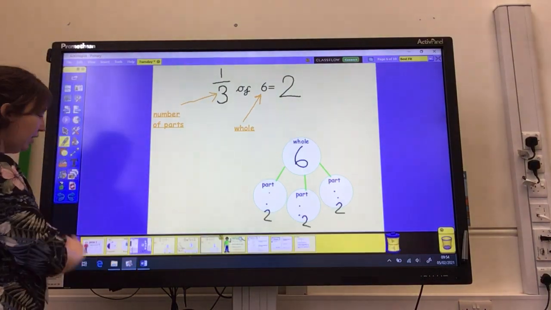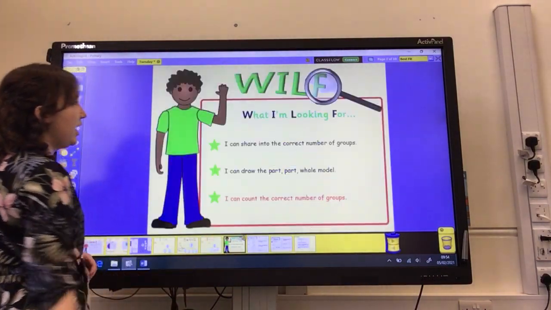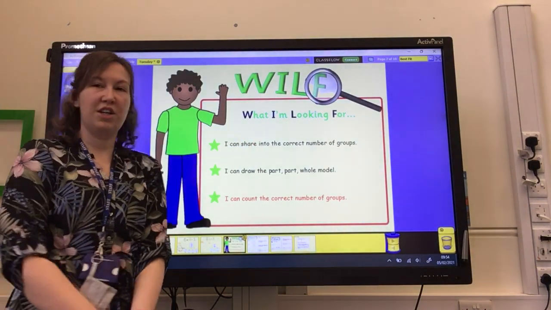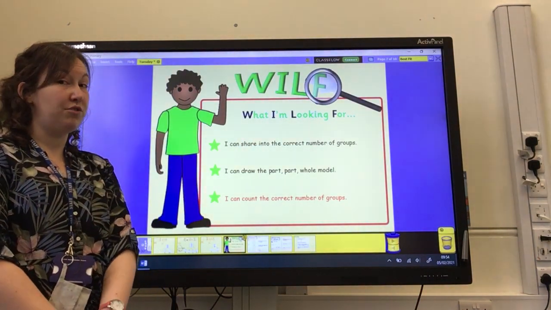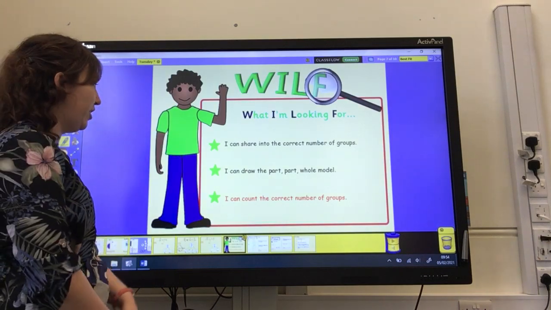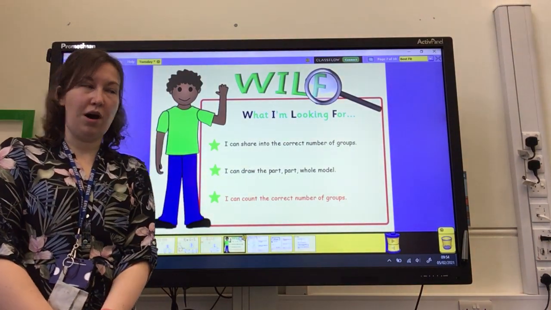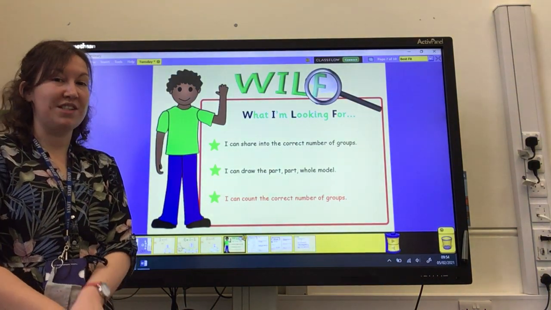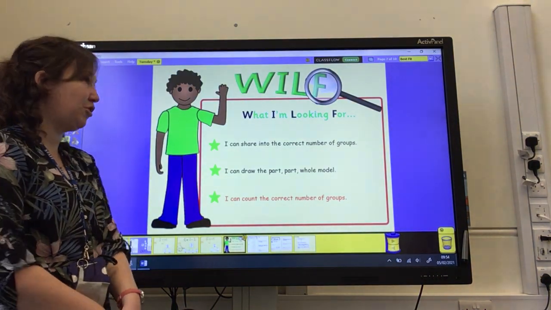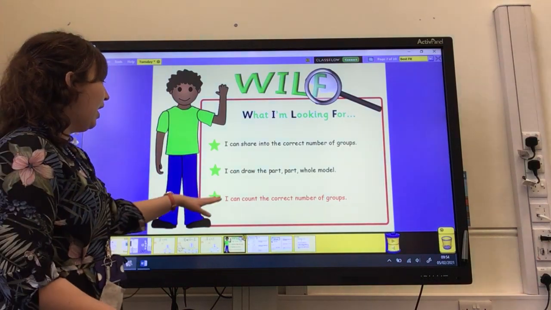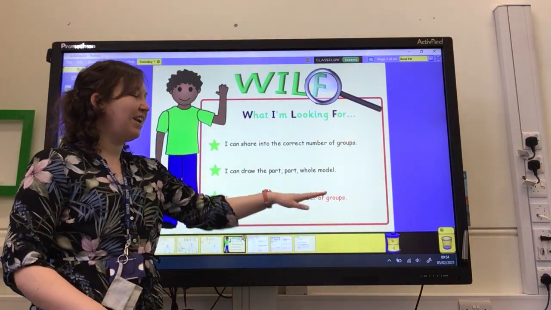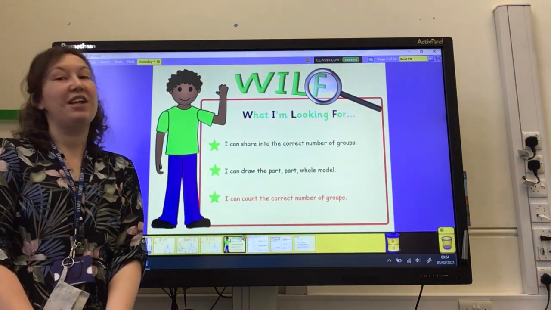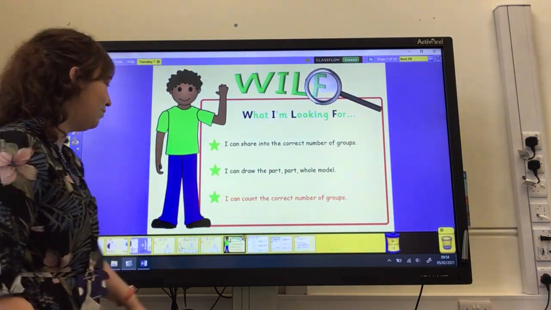Okay, so today, let's look at our wolf. What am I looking for? I can share into the correct number of groups, so you're going to have to draw your part whole model, most of you. I can draw the part whole model. So please make sure that you are drawing it. Make sure it's nice and clear. Make sure it's not too big. Make sure it's not too small. And then there's a challenge here that I can count the correct number of groups. Now that is linking with our challenge today, which are some word problems.